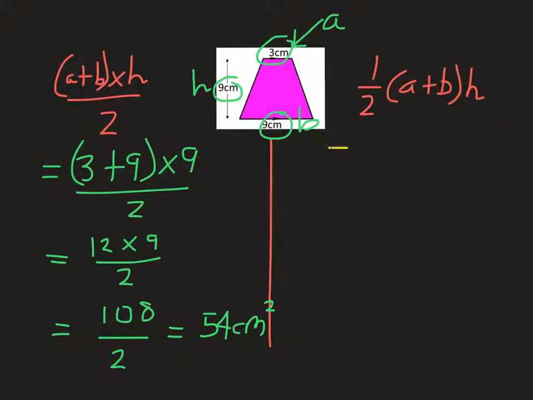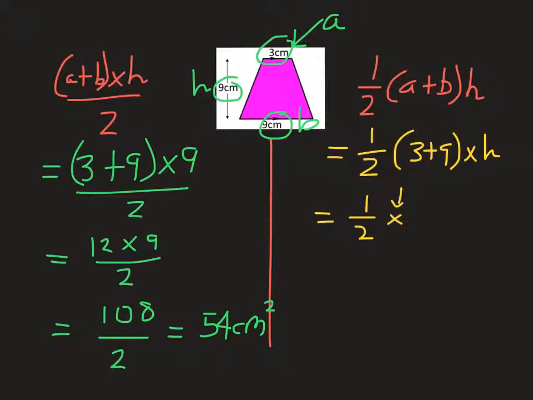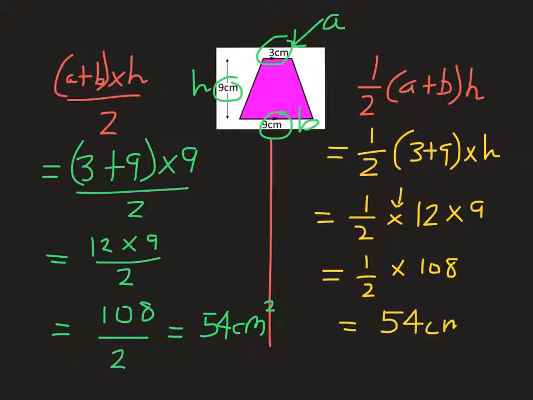remembering that area is a square unit of measurement. Again, we can plug it into this formula on this side as well. Half of A plus B, 3 plus 9, times by the height. So half of, you can use your multiplication symbol, because multiplication also means of, half of 12 times by the height of 9. So half of 12 times 9 is 108. You can see that half of 108 is going to give us 54 square centimetres.